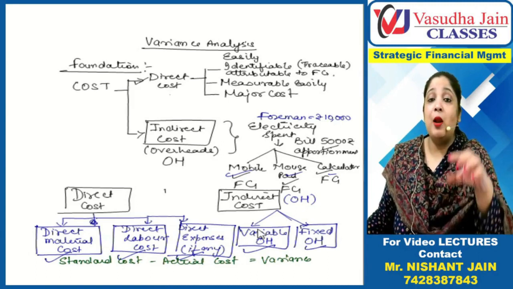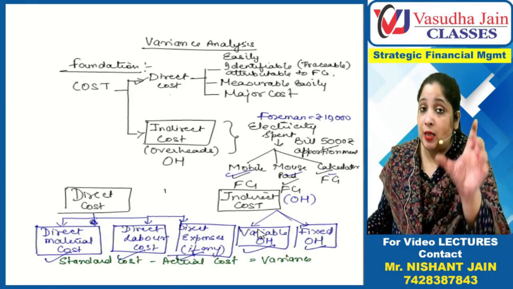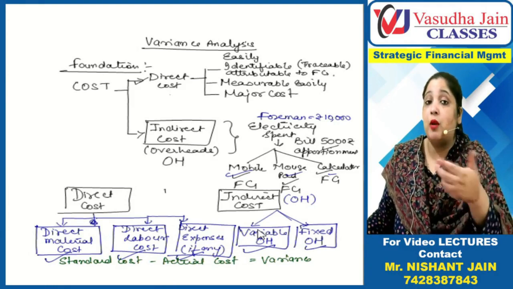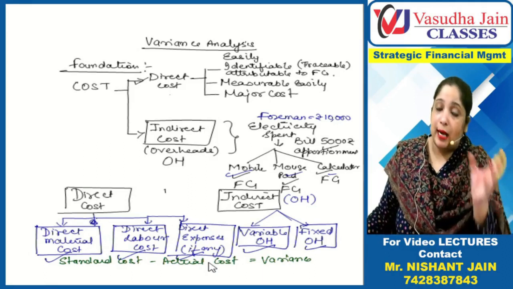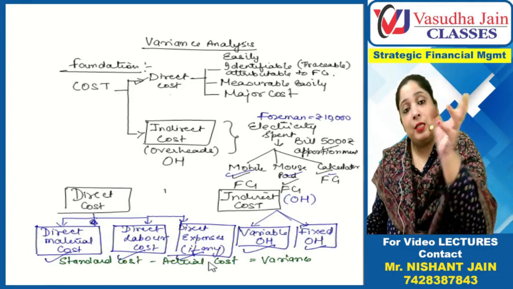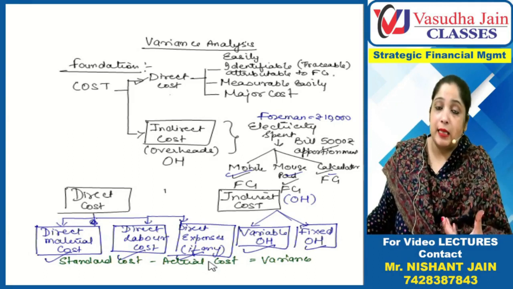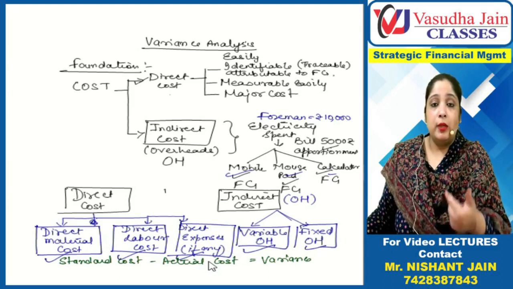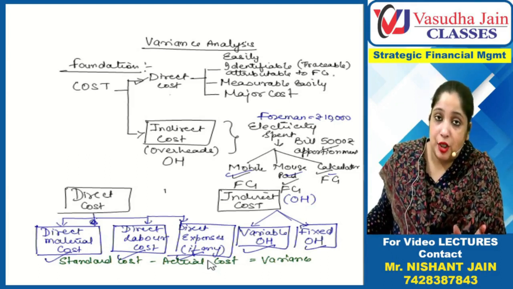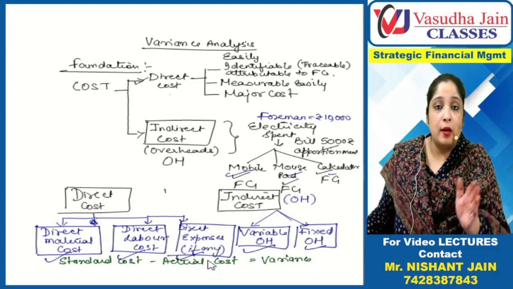How much variable overhead standardly should have been spent and how much actual variable overhead has been spent. For each cost, we are going to compute standard cost as well as what is actually being spent, and compute variances, whether they were favorable or adverse, and what the reasons are for the difference, so that the company can take corrective actions on why the cost is increasing or decreasing.